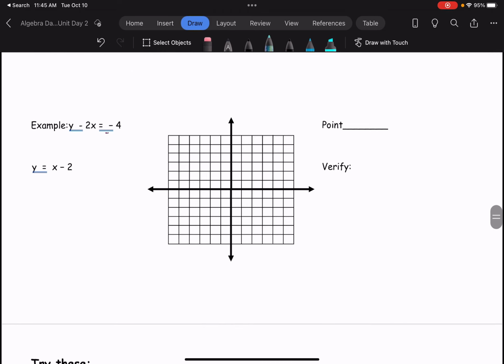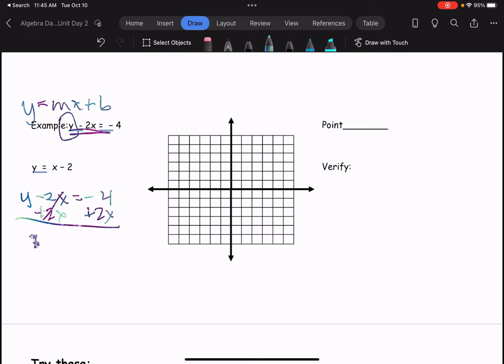In the next example, this is not in slope-intercept form, so I need to put it into slope-intercept form. I'm going to rewrite this down here: y minus 2x equals negative 4. Now I want y to be by itself, again y equals mx plus b form, so I'm going to add 2x to both sides. This gives me y equals 2x minus 4. I could also write that as negative 4 plus 2x, but I want to put it in this form so I can easily see that my slope is 2 and my y-intercept is negative 4.